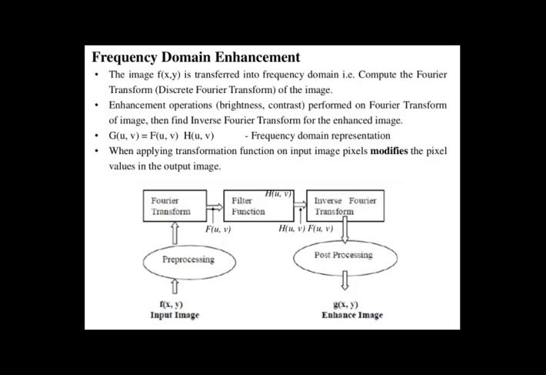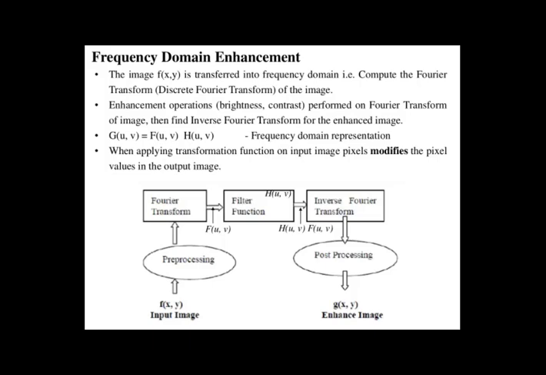In frequency domain enhancement, we get an input image as f of x y. Then we do pre-processing of it. After pre-processing, we apply the Fourier transform. After the Fourier transform is applied, we get the function capital F of u comma v.